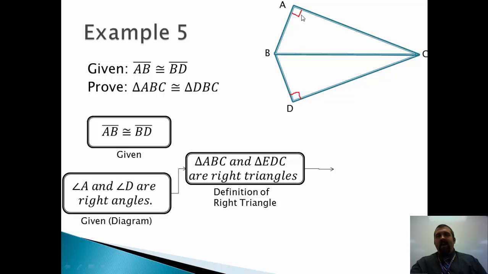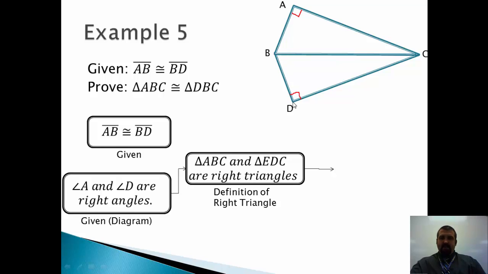It's not just enough to say angle A and angle D are right angles. I have to say that triangle ABC and triangle DCB are right triangles. And the reason is definition of right triangle. So now all I need is to get their hypotenuses congruent.